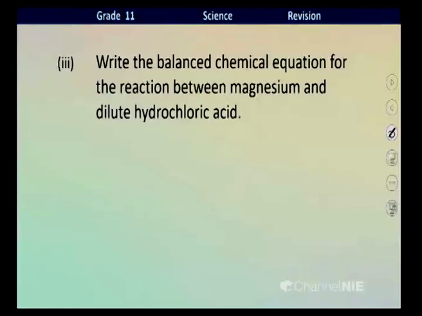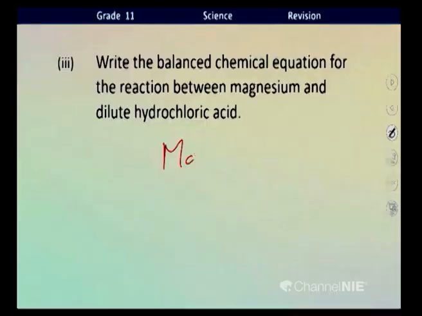Write the balanced chemical equation for the reaction between magnesium and dilute hydrochloric acid. This is a most common reaction. We have written it so many times, children. Let me show you how to write the balanced equation between these two reactants.